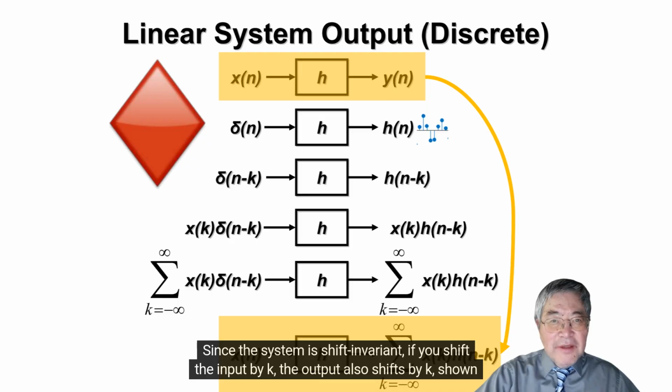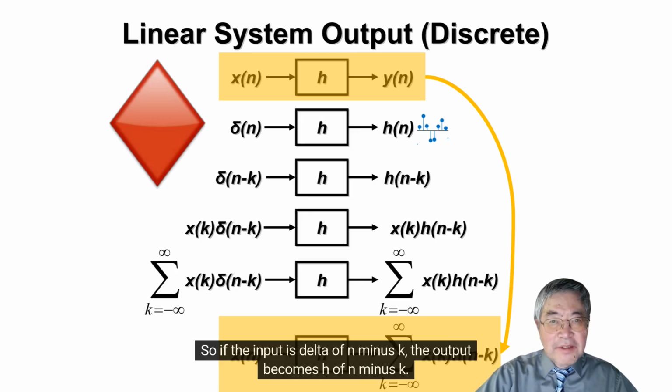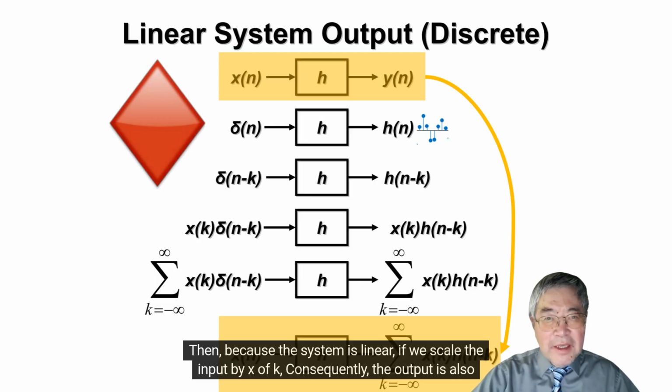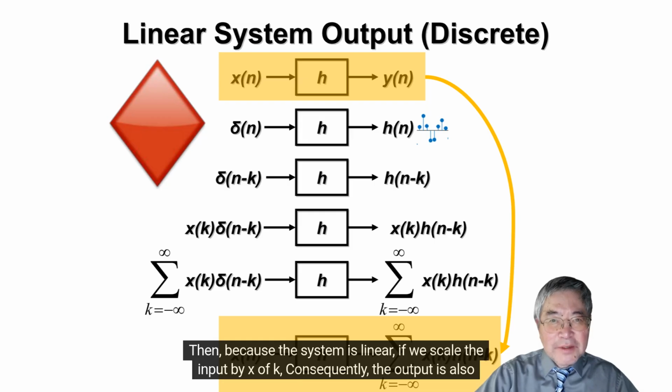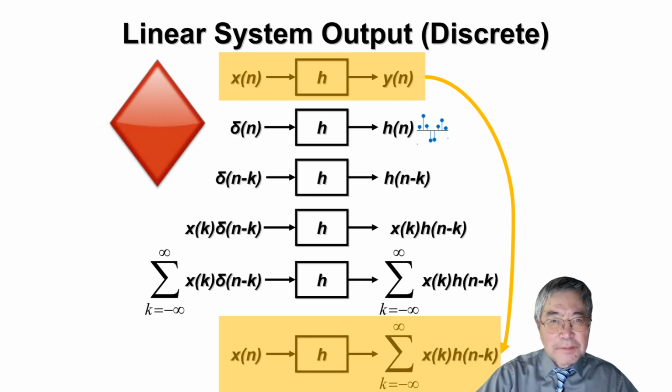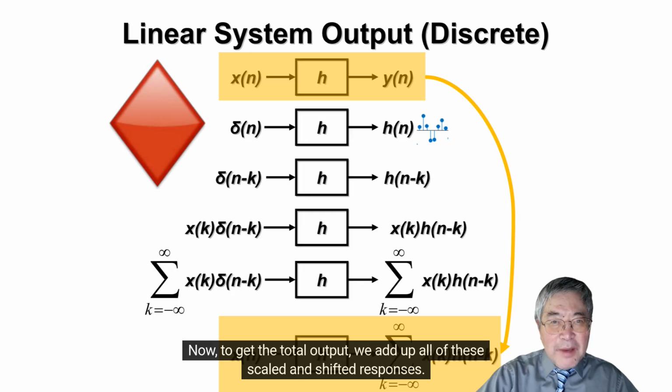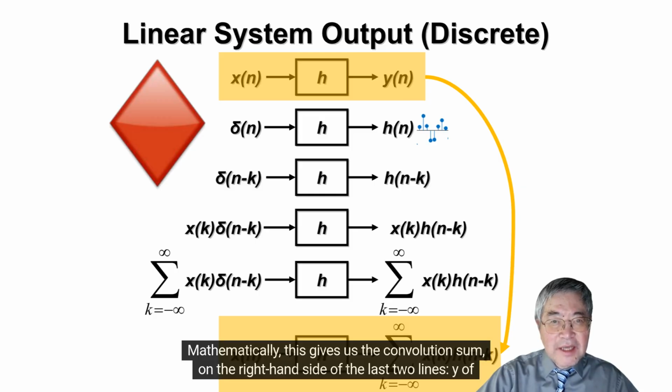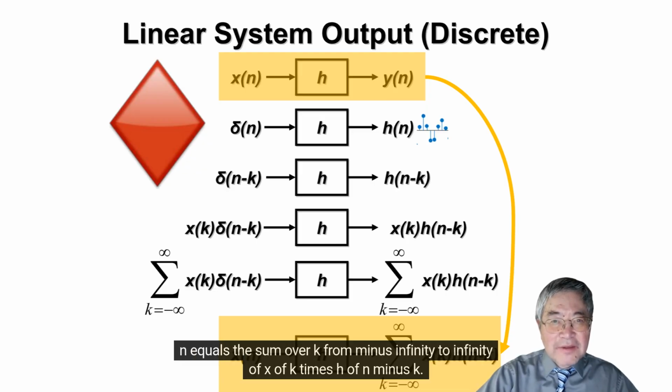Since the system is shift invariant, if you shift the input by k, the output also shifts by k, shown on the third line. So if the input is delta of n minus k, the output becomes h of n minus k. Then, because the system is linear, if we scale the input by x of k, consequently the output is also scaled by x of k. That gives us x of k times h of n minus k on the fourth line. Now, to get the total output, we add up all of these scaled and shifted responses. Mathematically, this gives us the convolution sum on the right-hand side of the last two lines. y of n equals the sum over k from minus infinity to infinity of x of k times h of n minus k.